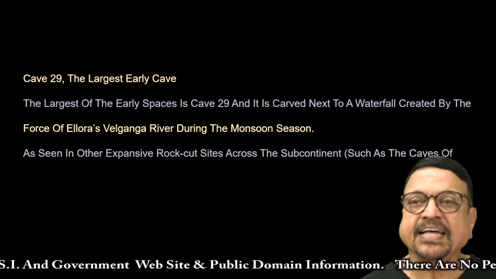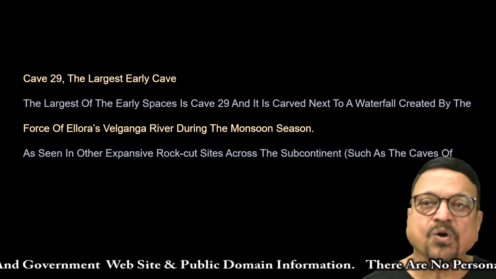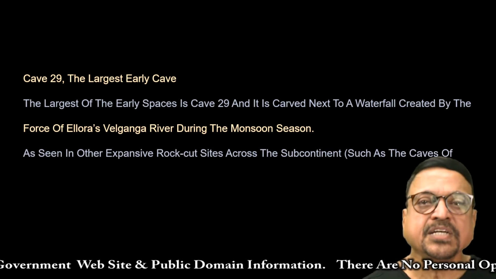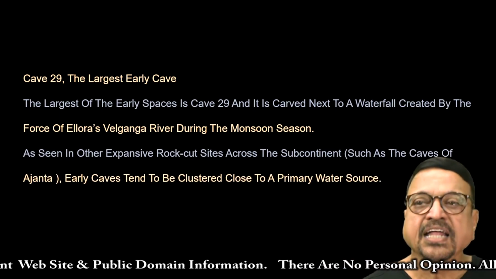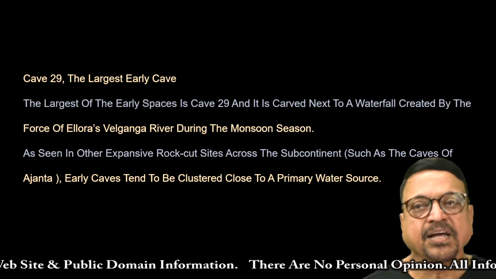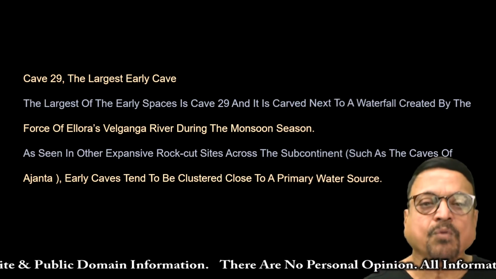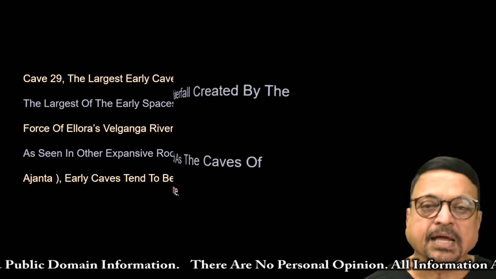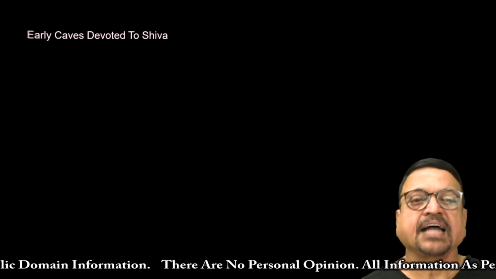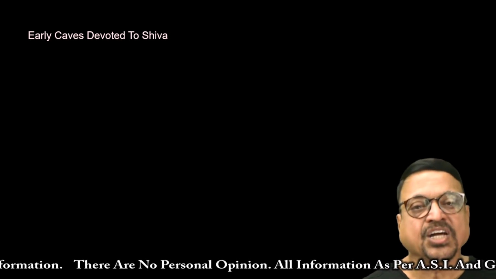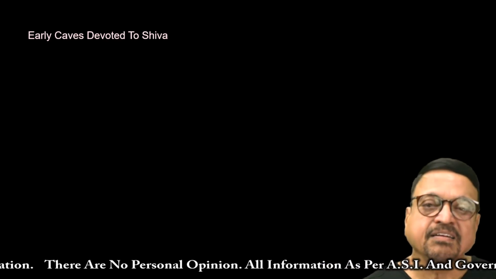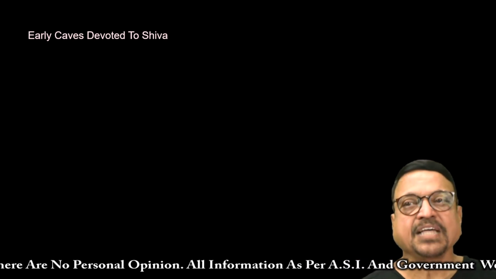As seen in the other expansive rock cut sites across the subcontinent, such as the caves of Ajanta, early caves tend to be clustered closer to the primary water source. That is, Hindu temples also, either they are near the water source or they create a water source around it. We have got an extensive lecture on these. Links are given below. You can visit our website.